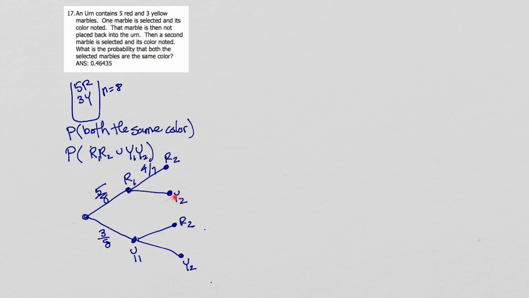And here, a yellow on the second. Well, we haven't removed the yellow, right? We got a red on the first, and we tossed it out. So there's 7 left, and 3 of those 7 are yellow. So this is going to be 3 out of 7. And of course, these add up to 1, right?